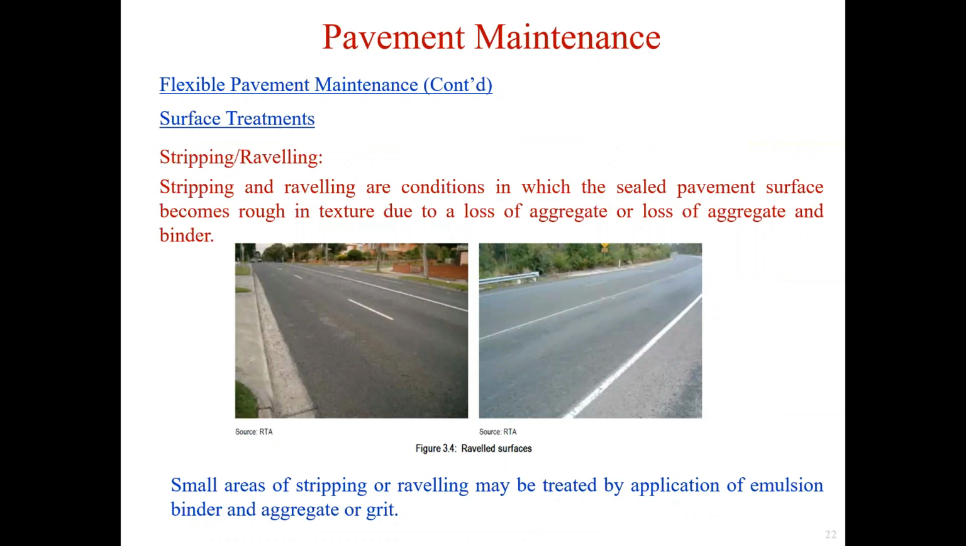The following are the surface defects and the treatments. Stripping and ravelling are conditions in which the sealed pavement surface becomes rough in texture due to a loss of aggregate or binder. Stripped or ravelled surfaces will require binder to be added, the rate of application depending upon the amount and condition of the existing binder. If there are small areas of stripping or ravelling, they could be treated using emulsion, binder, and aggregate or grit.